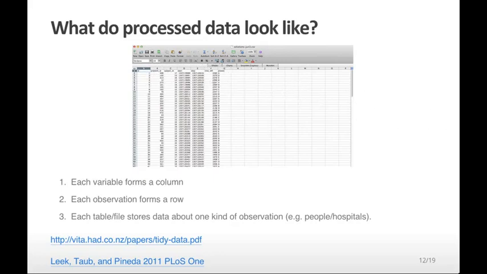Another thing to keep in mind is that processed data contains tables or data files that store one kind of observation per table. The reason why is because you don't want to have to separate out whether you're talking about a particular person, or maybe a hospital, or some other larger unit of measurement like a state, all in one particular data table. So there would be a data table for just the patients, a data table for hospitals, and a data table for larger units of measurements like states. I've linked to a paper here about tidy data that gives more information about how processed data should look when these processing steps are complete.